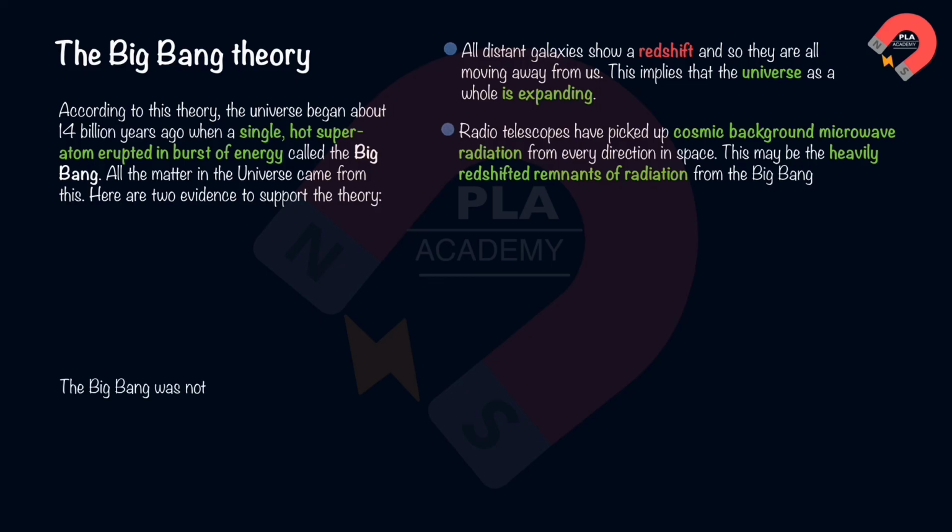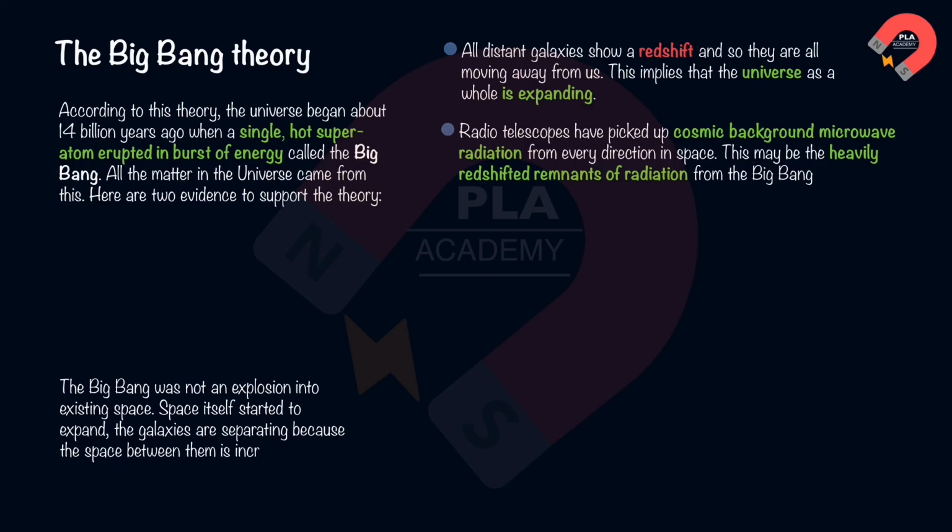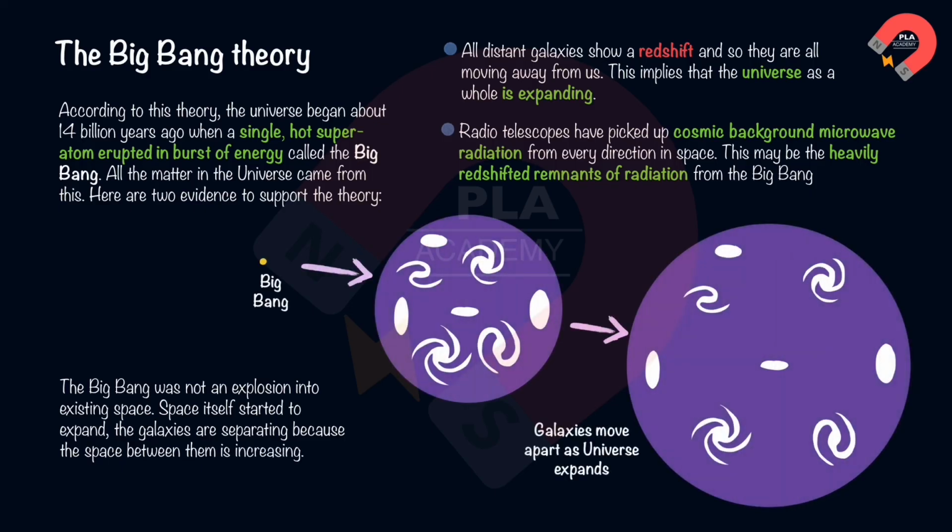The Big Bang was not an explosion into existing space. Space itself started to expand. The galaxies are separating because the space between them is increasing. To think about this, it helps to use a simplified model of an expanding universe, such as the one shown on the diagram.